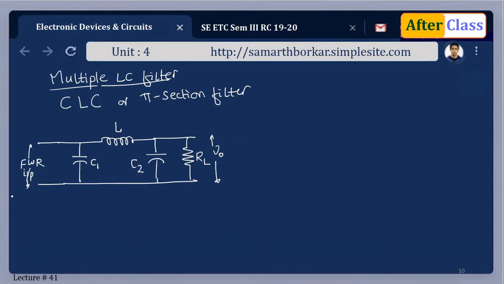Now in this case, the value of ripple factor is given as R equals √2 into XC1 into XC2 divided by RL into XL.